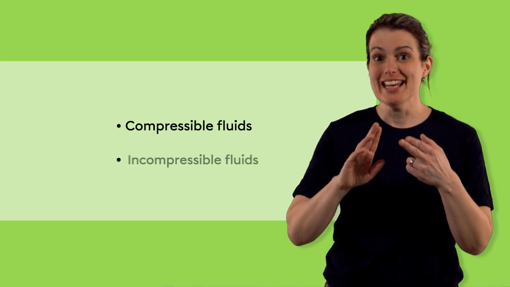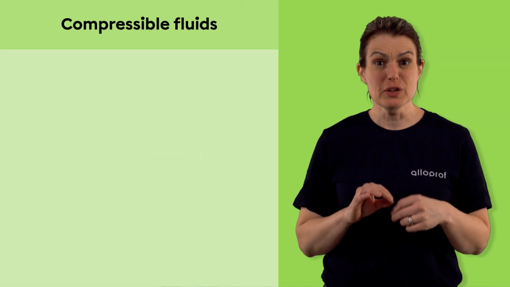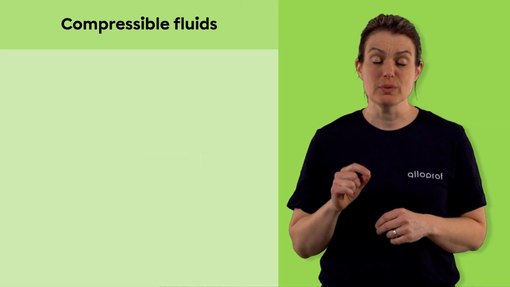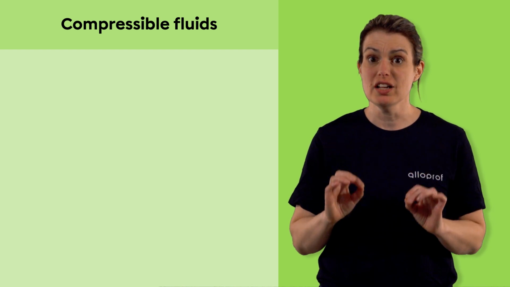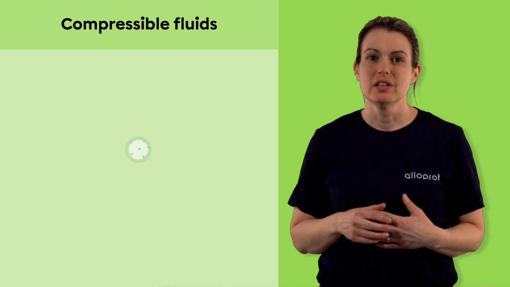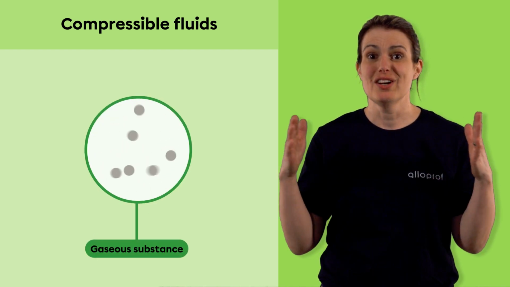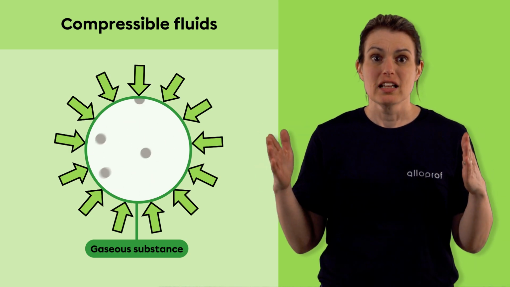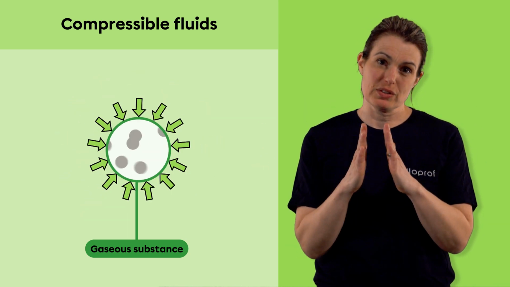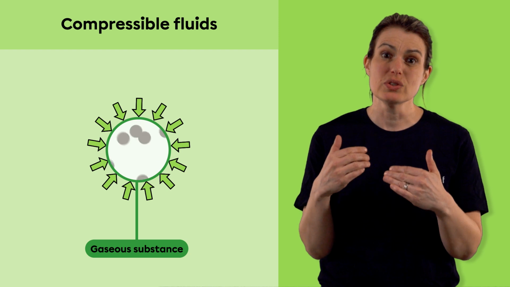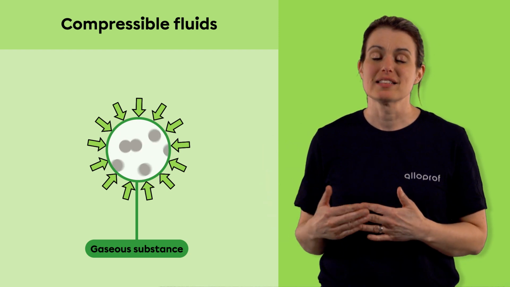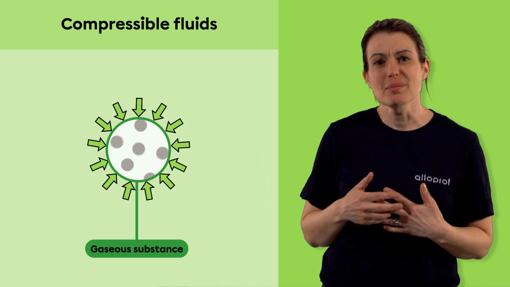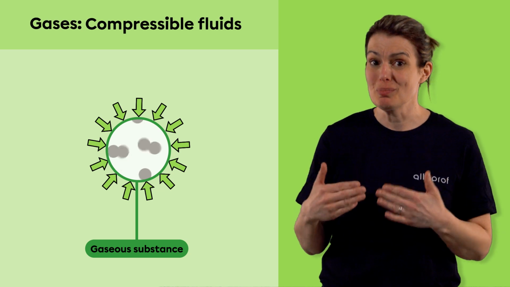There are two types of fluids, compressible and incompressible. A fluid is compressible if its volume can be significantly reduced under the effect of a force. In a gas, there is a large distance between the particles. When a force is applied to the gas, the distance between its particles is reduced. This reduces the space occupied by the gas. Since they can be compressed, gases are compressible fluids.